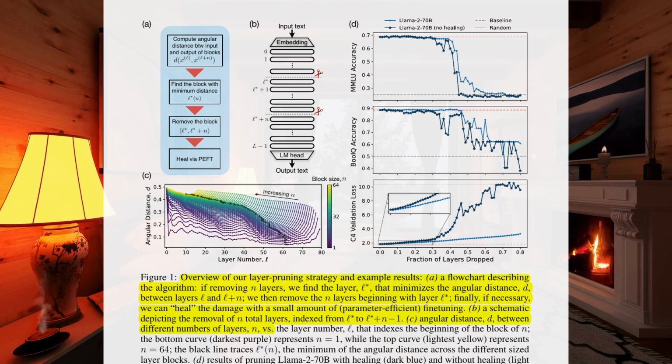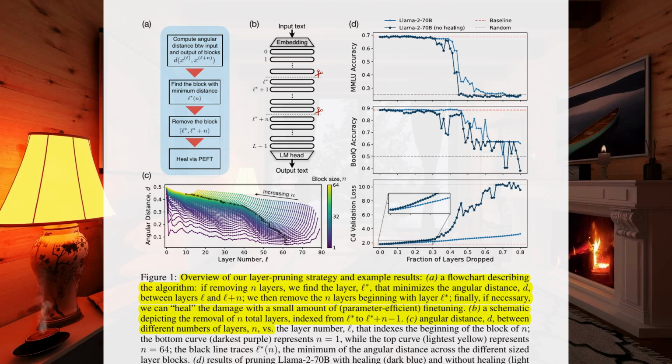The intuition behind this approach stems from the residual structure of transformer models. Each layer's output is a combination of the previous layer's output and its own transformation. If these transformations across layers are minimal, removing some layers might not drastically affect the final output.